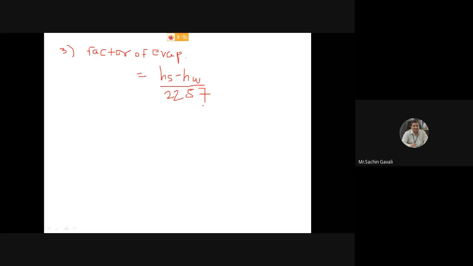And what is the unit for this? No unit, because here also kilojoule per kg cancels, and it has no unit. Okay, very nice. So factor of evaporation has no unit: Hs minus Hw divided by 2257. Then the fourth, very important parameter we discussed on that day is boiler efficiency.